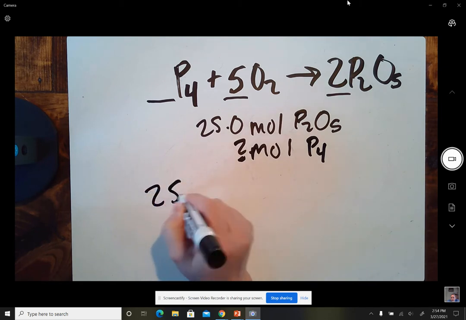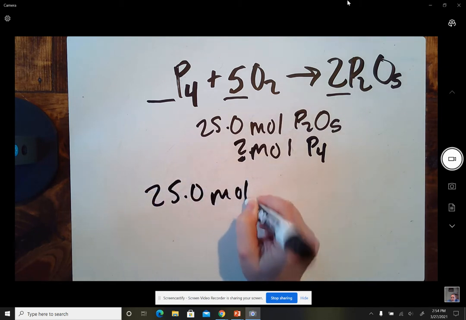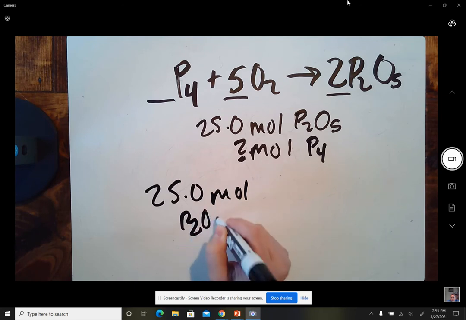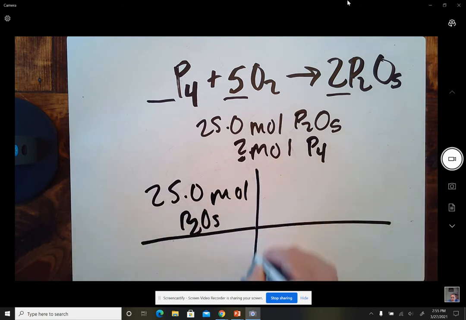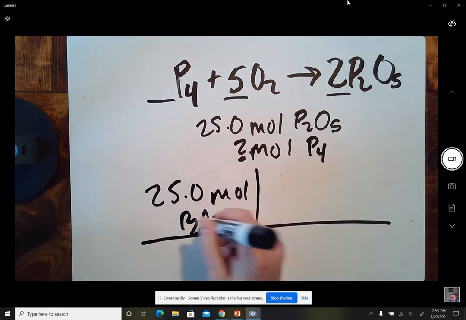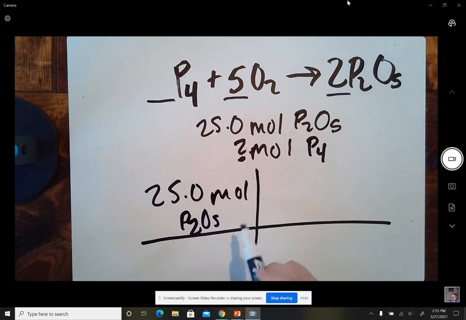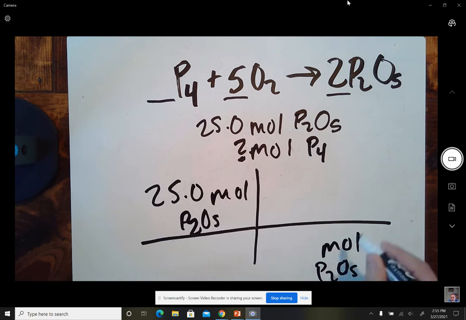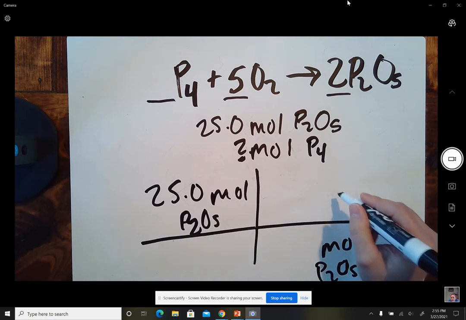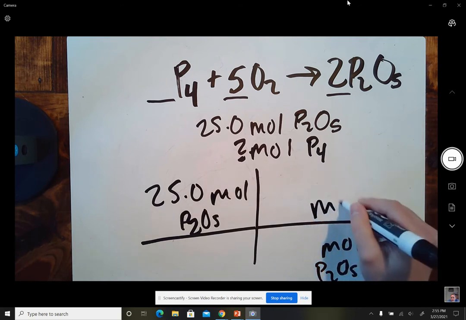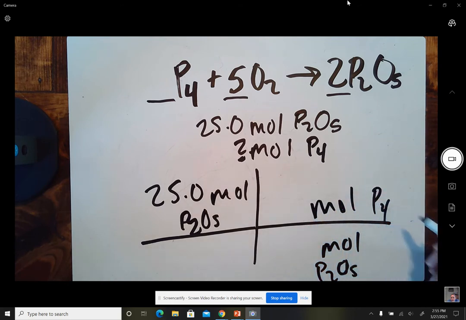Well, they're starting us off with 25 moles of P2O5, and they want us to go to moles of P4. This is just going to be a cute little one-stepper. So in my bridge notation, old unit goes on the bottom, or what I'm going from goes on the bottom, what I'm going to goes on the top. So that means mole of P2O5 is going on the bottom. Well, what am I going to? What's my new unit? Well, my new unit is what they're asking for, which is mole of P4.